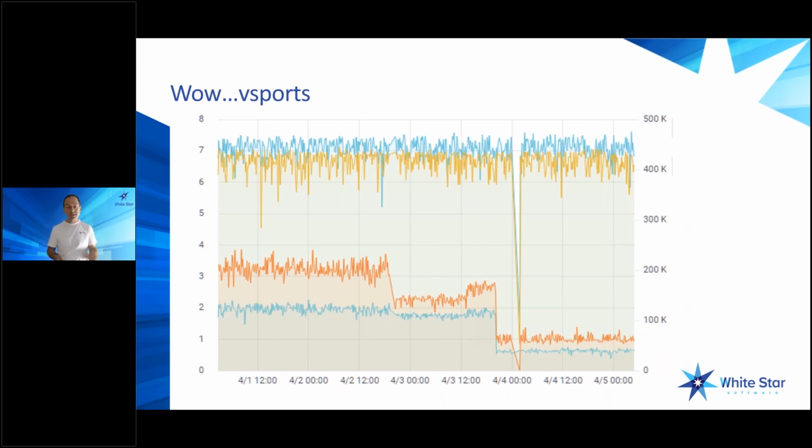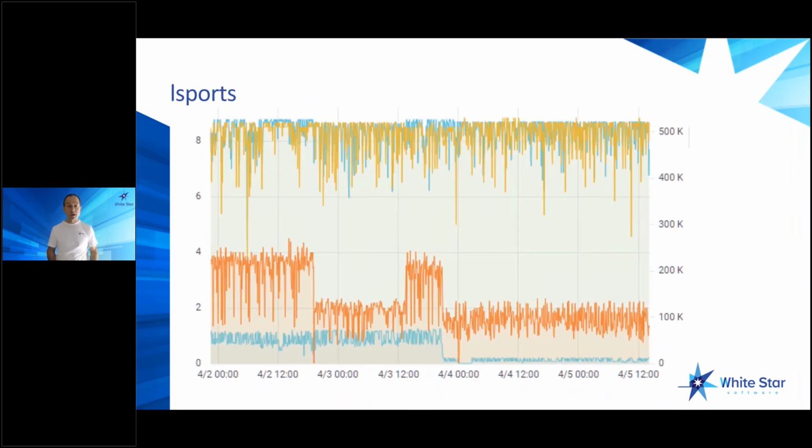All right, so this is vSports, the virtual machine, and then here's my laptop, LSport. You can see here again my user experience client server dropped from around 50,000 down to around 8,000 reads per second. So that's pretty crazy.